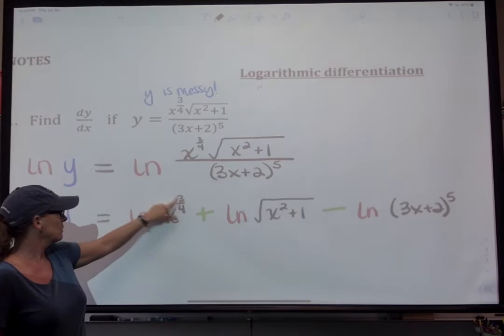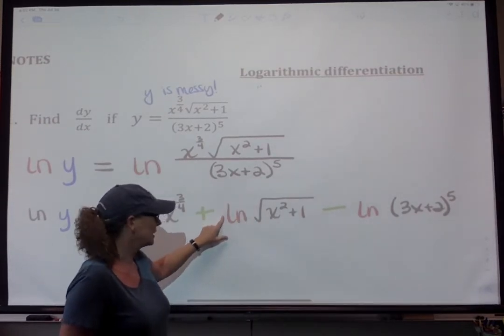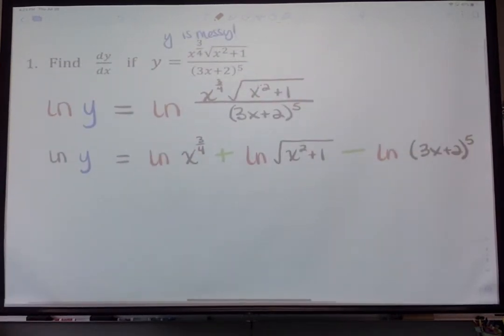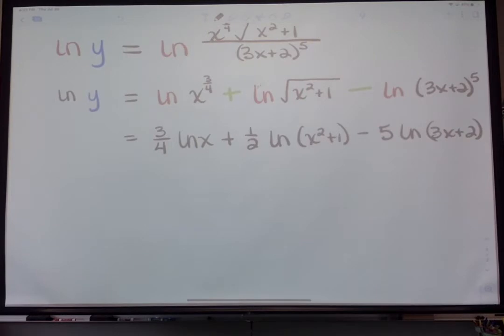Bring your exponent down to the front. Bring this exponent 1/2, bring this exponent out to the front, and bring this exponent out to the front. I don't have to keep writing that. I'm going to go 3/4 ln x plus 1/2 ln (x squared plus 1) minus 5 ln (3x plus 2). Yeah, I think I will write that.